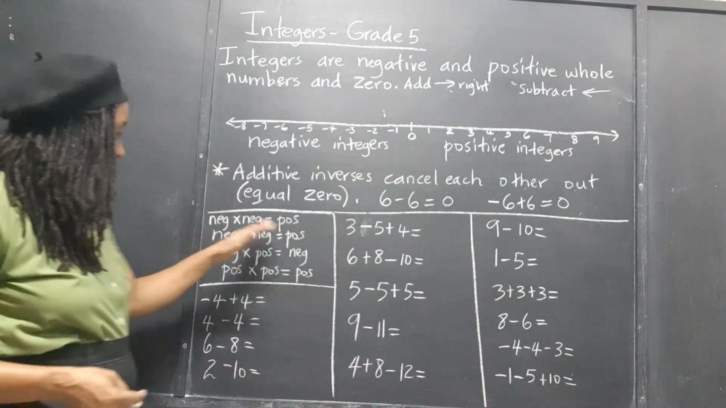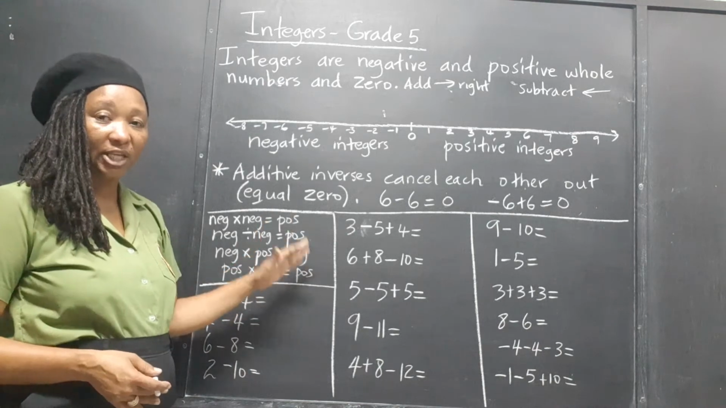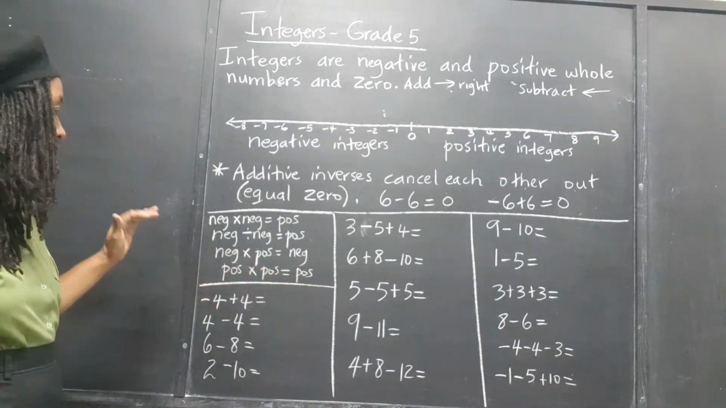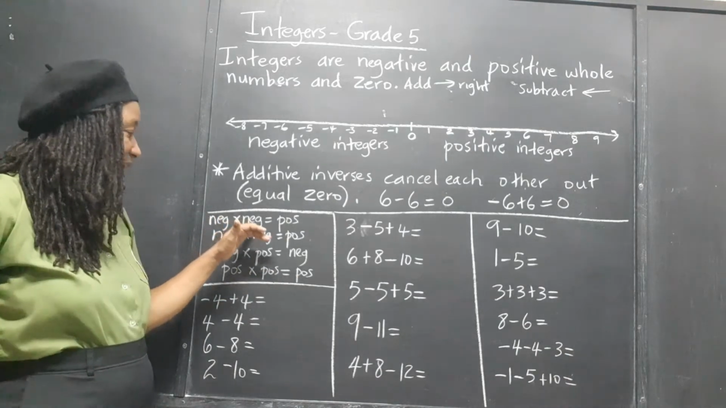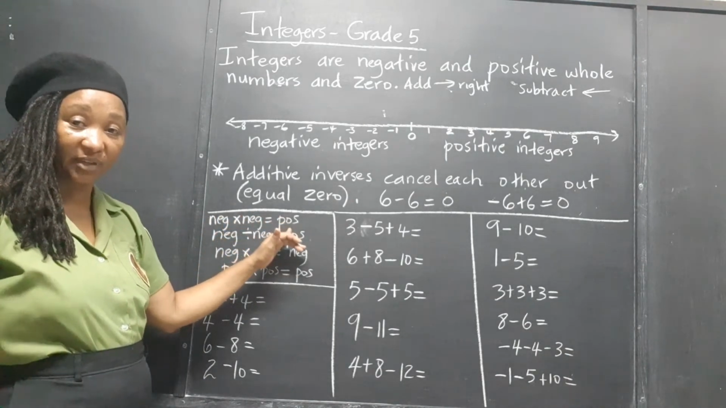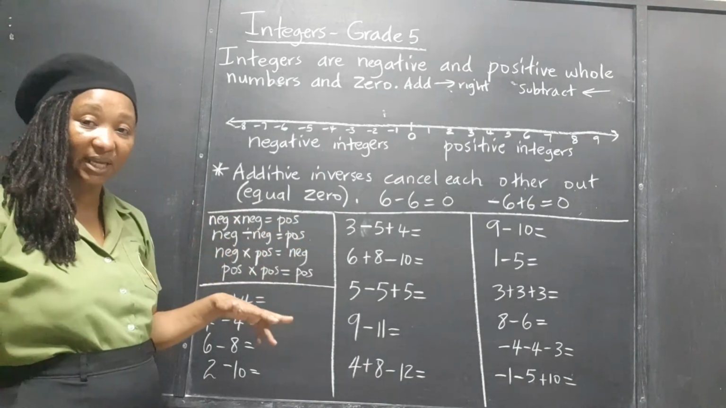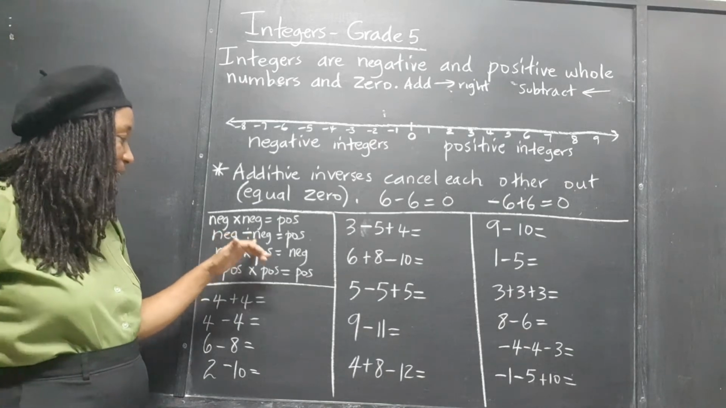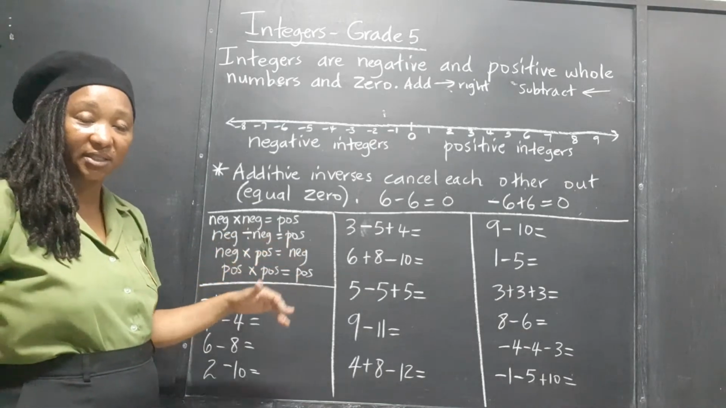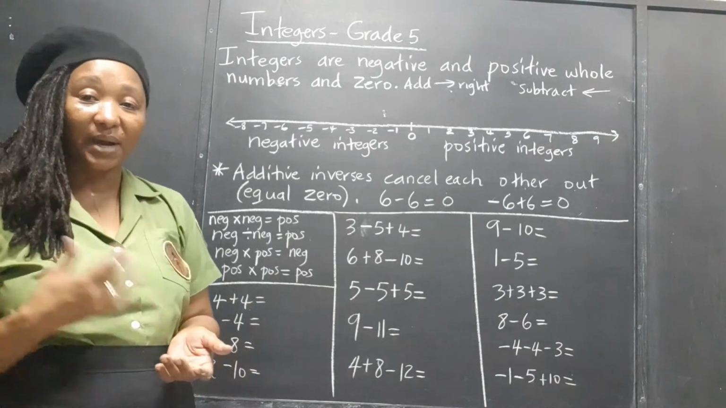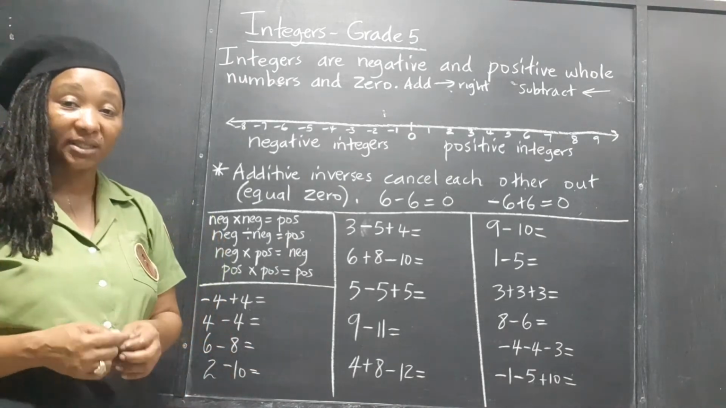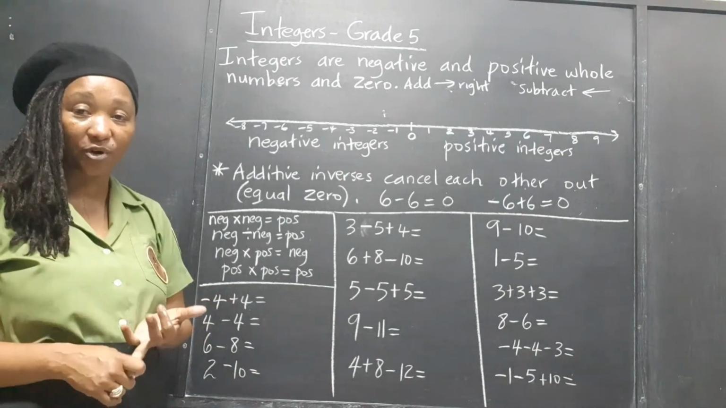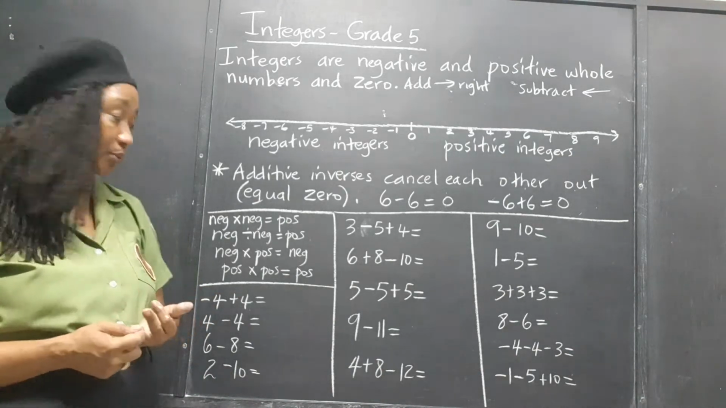Alright, now just bear these in mind. These operations have to do with negative and positive integers. A negative integer times a negative integer will give a positive integer, right? So negative times negative gives positive. Likewise, negative divided by negative gives positive. So negative 8 divided by negative 4 will give positive 2. And negative 8 times negative 4 will give positive 32.